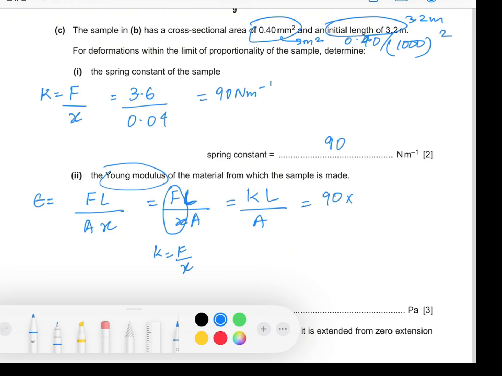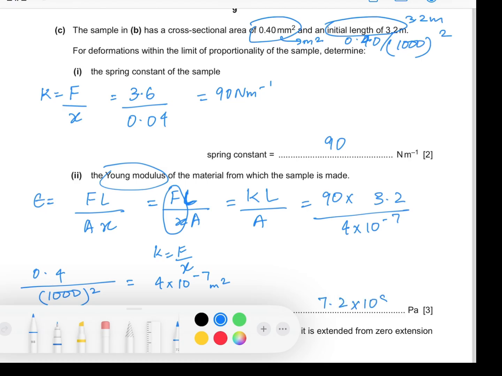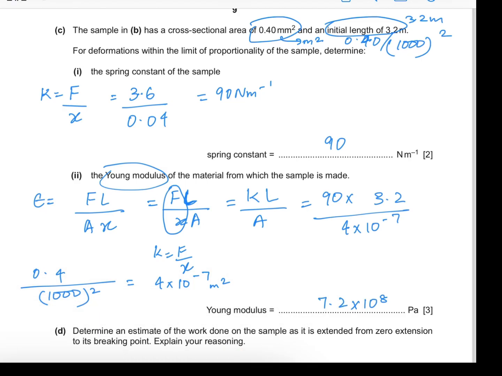So that's equal to 90 multiplied by 3.2 divided by cross-sectional area, which is here you'll need to convert 0.4 millimeters squared to meters squared, and this is equal to 4 times 10 raised to negative 7 meters squared. So that's the cross-sectional area here, and this leads to 7.2 times 10 raised to 8 pascals.